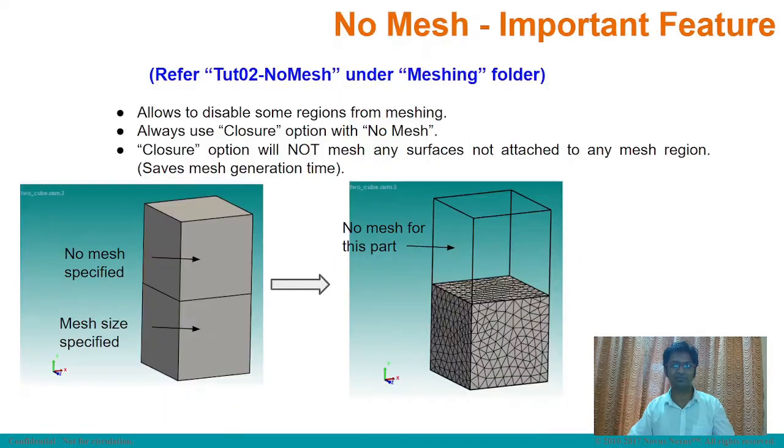Similarly, if you don't want to mesh any specific part, then that is also possible in CAENexus. For example, if you have these two cube structures, if you want meshing for the bottom cube but don't want meshing for the upper cube, then you can use the no mesh attribute and the mesh for the upper cube will not get generated. So these are some of the basic meshing attributes.